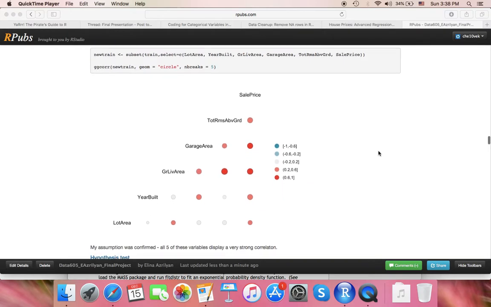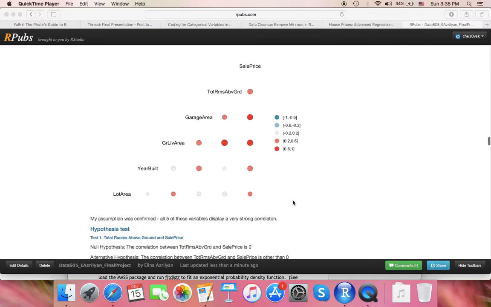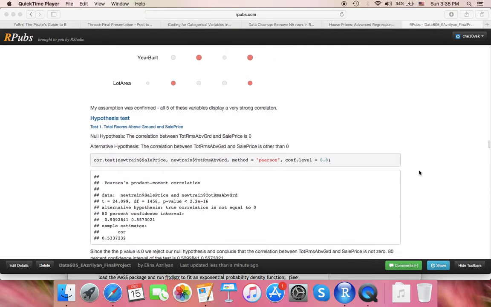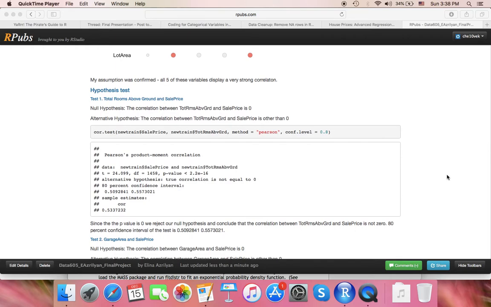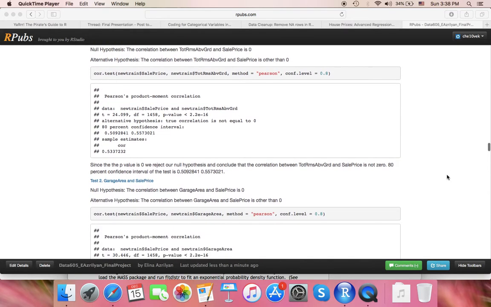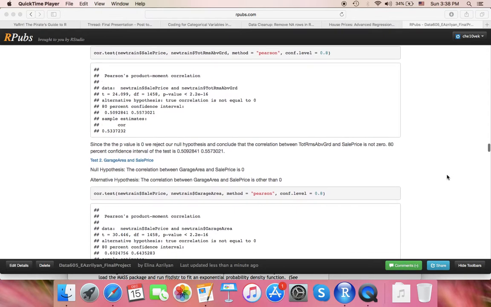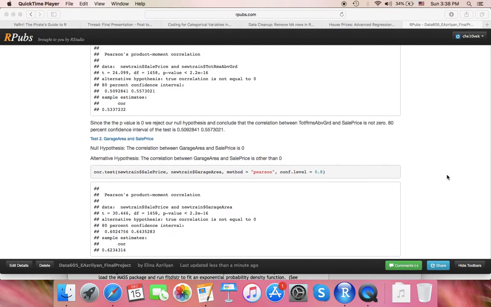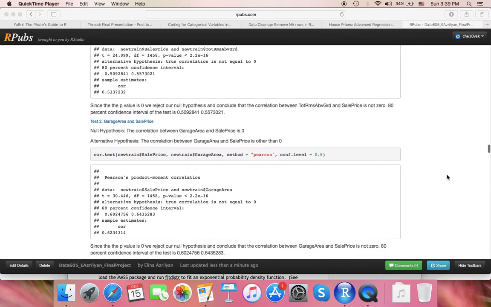And that also showed garage area, number of rooms, living area. So everything that I suspected shows a strong correlation. So I did some hypothesis testing to see if there's correlation. In all of those tests, for all 5 of those variables, all of those tests pretty much resulted in a p-value of 0.